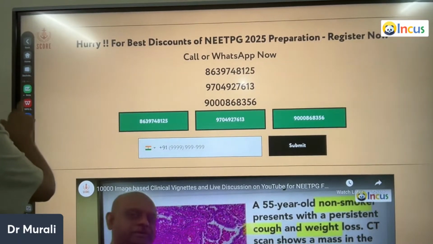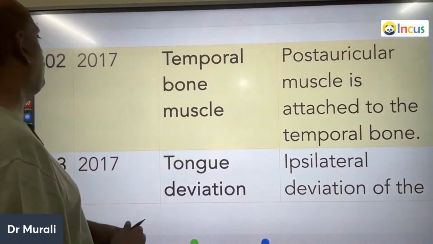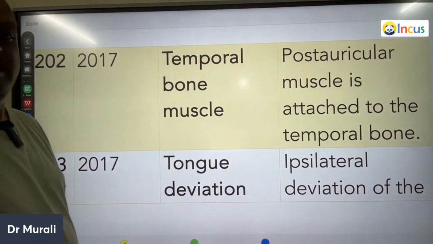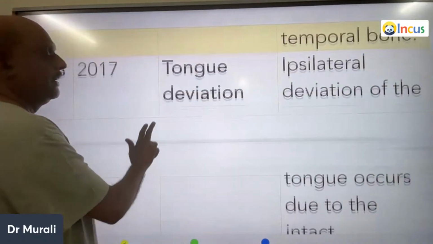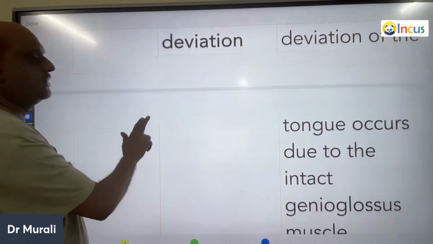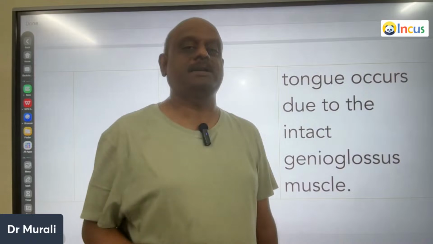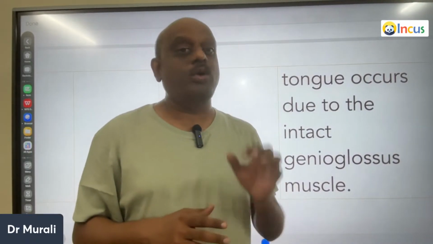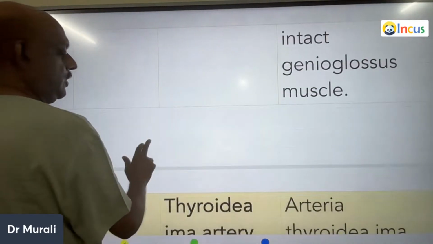So, doctor, after that short advertisement, let's go to the next important point. Whatever, we already finished 52 points. The postauricular muscle is attached to the temporal bone. Ipsilateral deviation of the tongue occurs because of the genioglossus muscle. So you should know the hypoglossal nerve, right? What is the motor supply of the tongue? What will happen whenever hypoglossal nerve paralysis occurs? You need to be very, very sure.